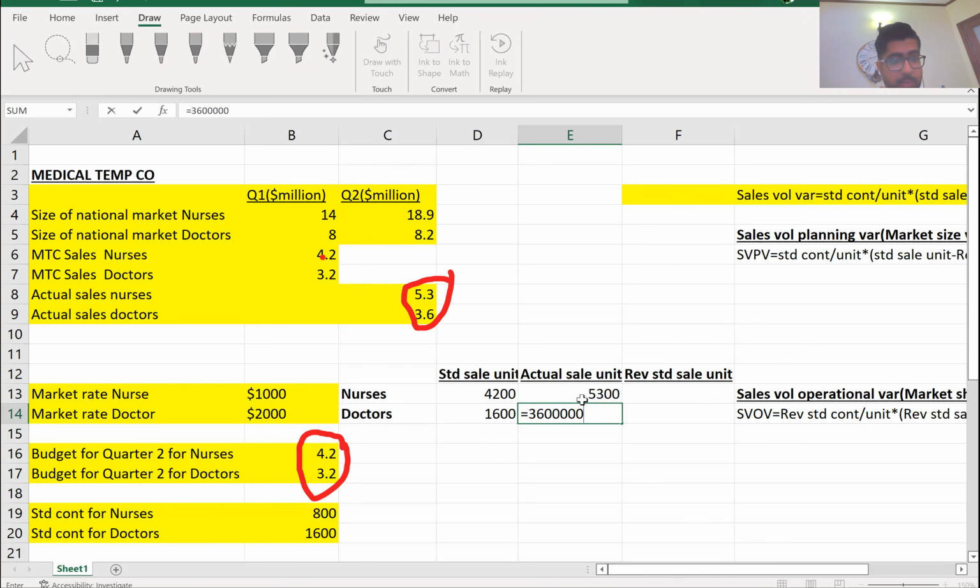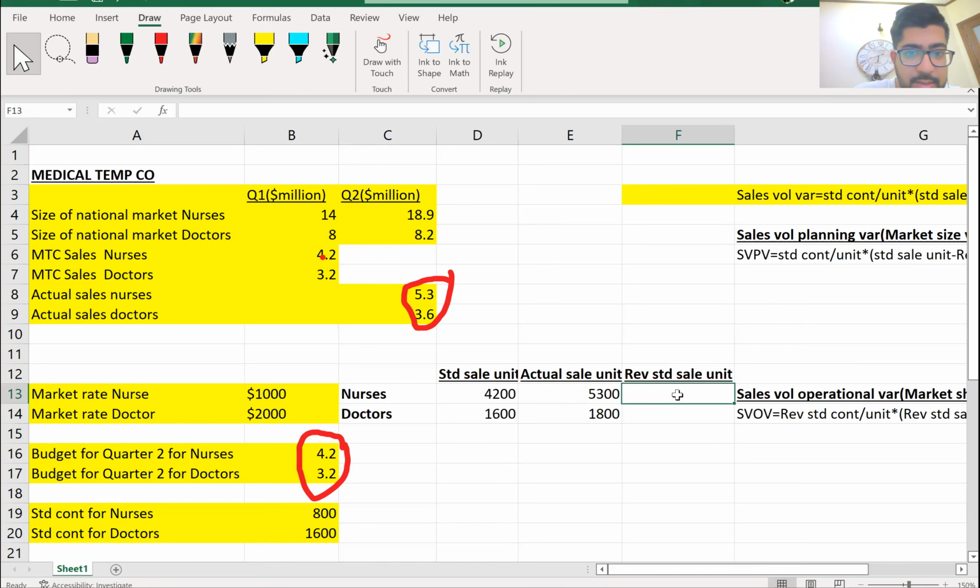Divided by the selling price of doctors, it's 2,000. Okay. You just need one thing: revised standard sales units. Now, how do you get the revised standard sales units?